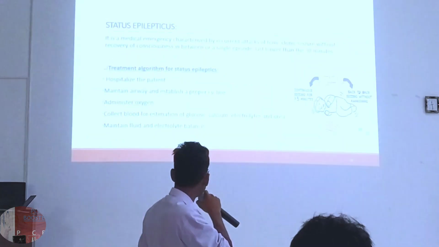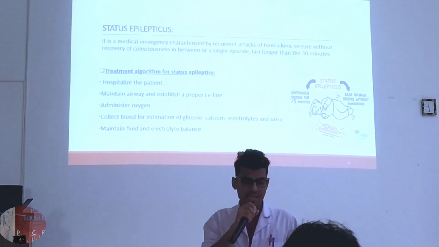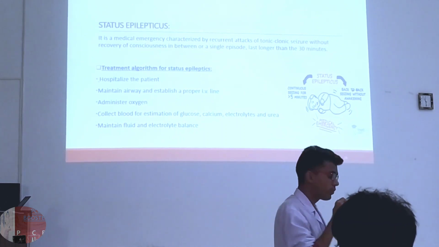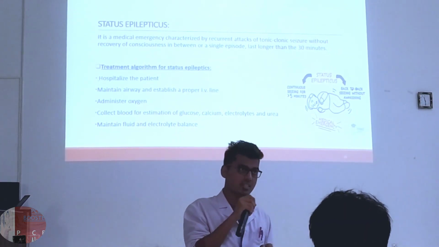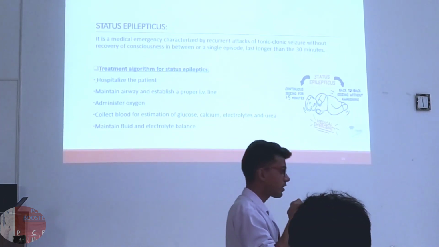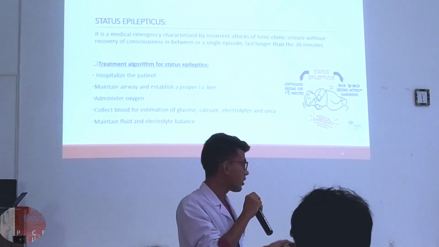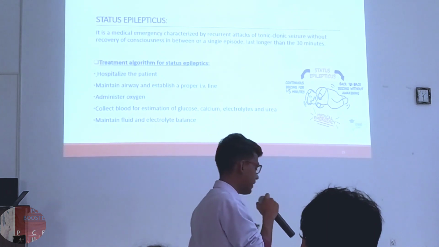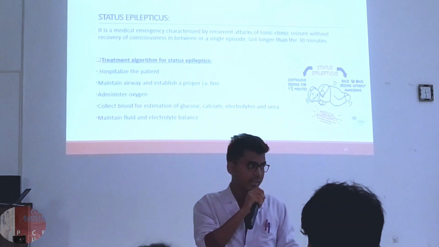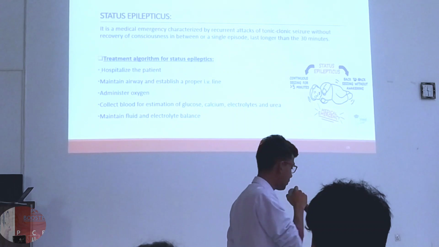Next will be the case of the status epilepticus. So what is it? It is actually a medical emergency condition that is characterized by recurrent attacks of tonic-clonic seizures, without recovery of consciousness in between, or lasting longer than 30 minutes. This is actually the older concept, because nowadays it is considered status epilepticus if the recurrent seizure episode occurs for greater than or equal to 5 minutes. So it is a very emergency condition, because it will lead to cardiopulmonary complications, and the abnormal activity will cause brain damage also. So we have to treat immediately.